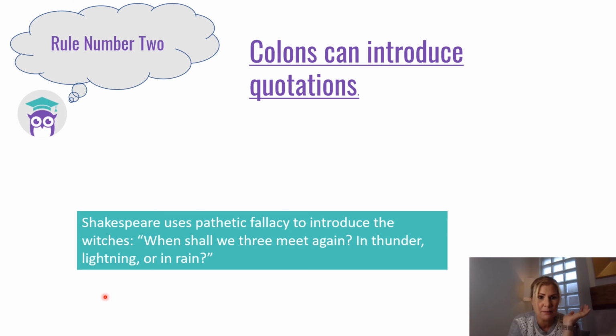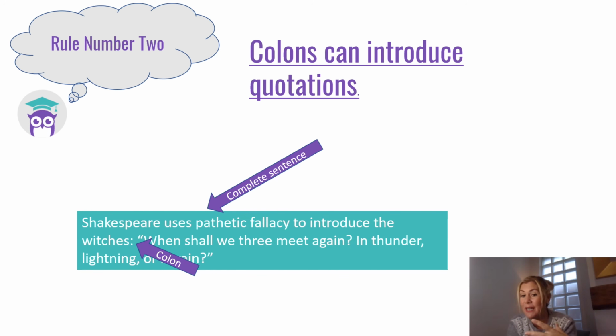So have a little look at this one. Shakespeare uses pathetic fallacy to introduce the witches: "When shall we three meet again, in thunder, lightning or in rain?" Note again, it's a complete sentence. Okay, so we know complete sentence, we can put a colon after. And there is our colon introducing the quotation. You can do the same sort of thing in creative writing if you wanted to introduce some speech. That also works. Rule number 3.